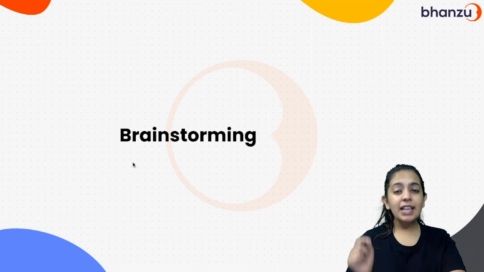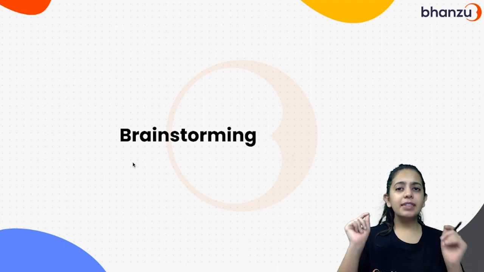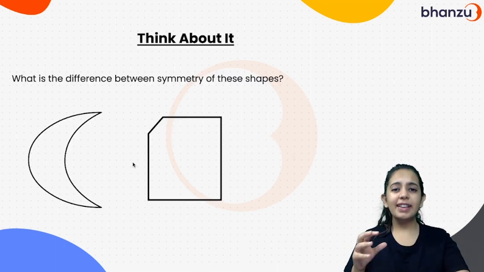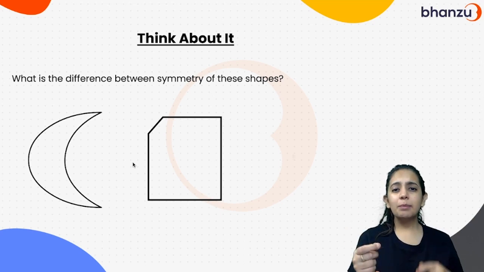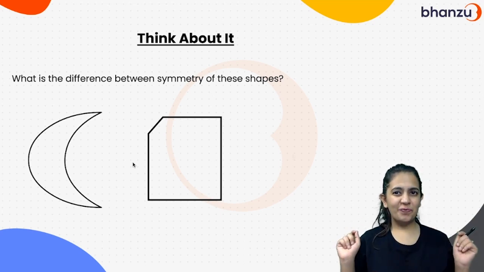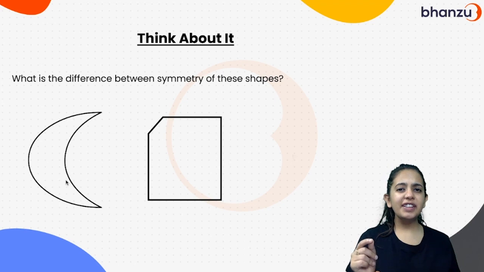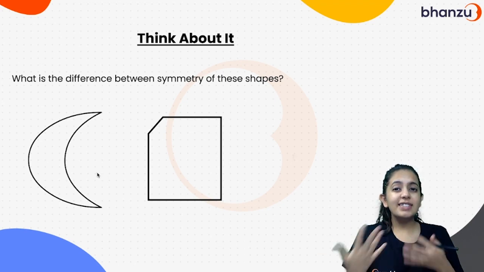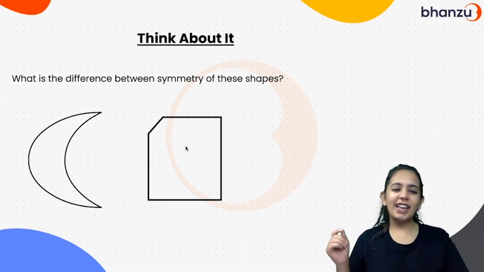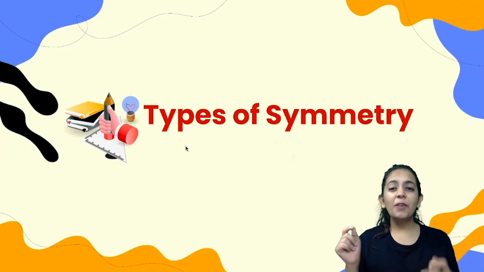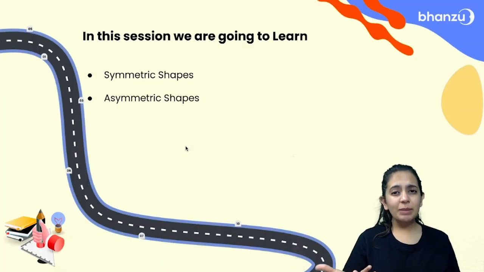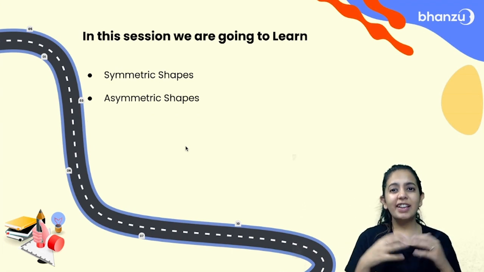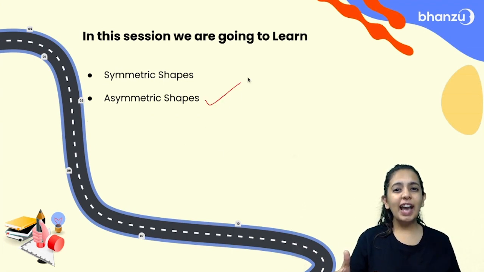Great. In this class, I want you to think about this question. The question is, what is the difference between the symmetry of these two shapes? Let me give you a hint. You can try to figure out how many lines of symmetry these shapes have. For this, we have to learn about the concept of the types of symmetry. Some shapes we saw are symmetrical shapes, but some shapes had zero lines of symmetry. And for that, we have to learn about asymmetrical shapes.